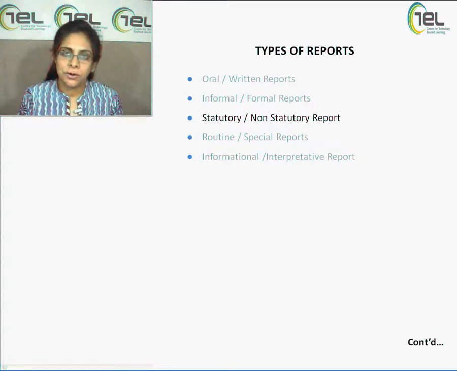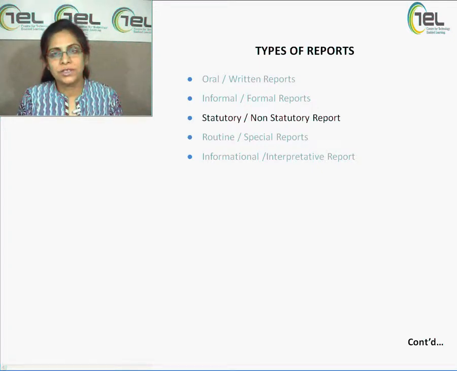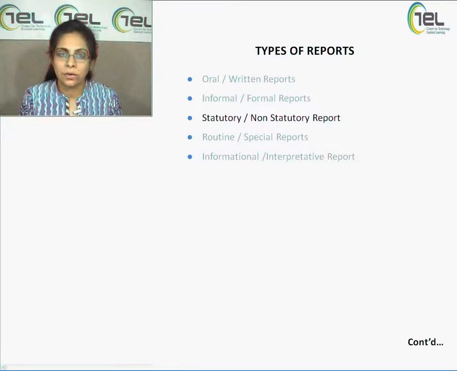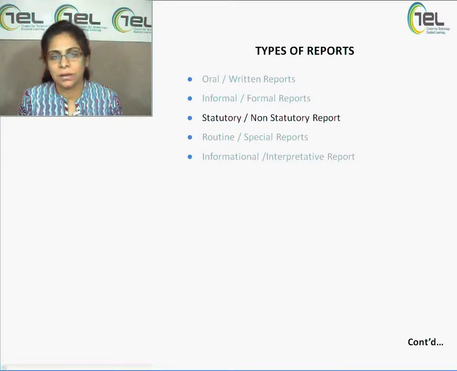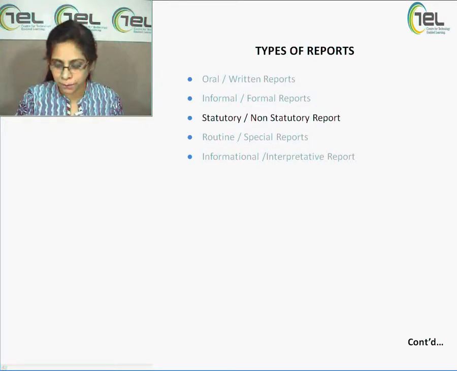Then there are the non-statutory reports. Non-statutory reports are those which are not necessitated by the government that you make them or write them. You make them as a part of your organizational functioning. Those are non-statutory reports. Any other which is not law, which is not as per the requirement of the government or law, it could be a letter, even a press release or a press conference or a launch of a new product. Those are all non-statutory reports.